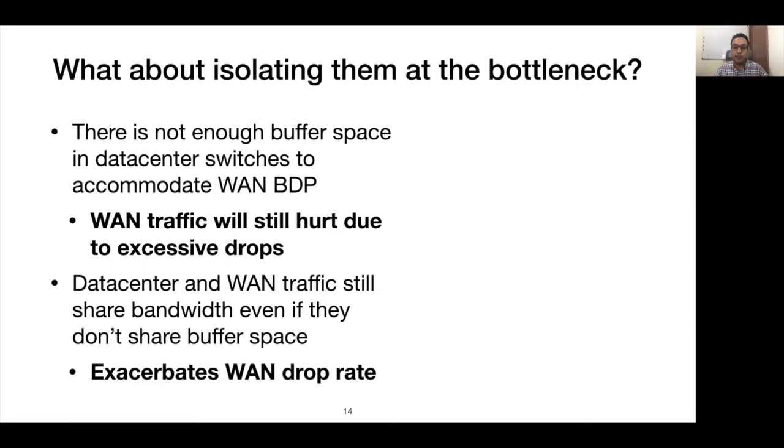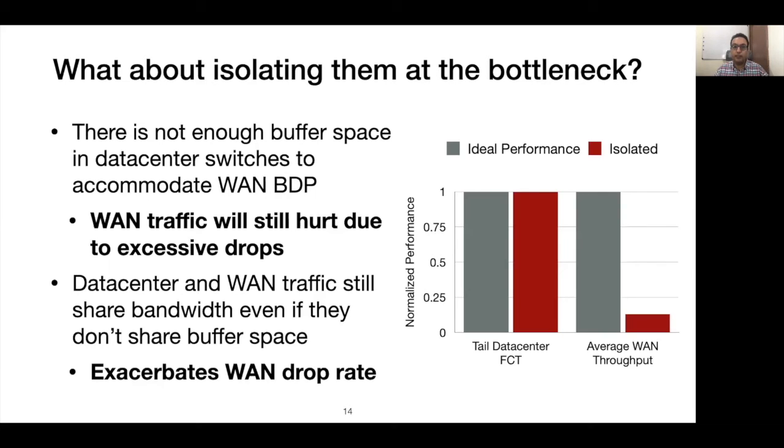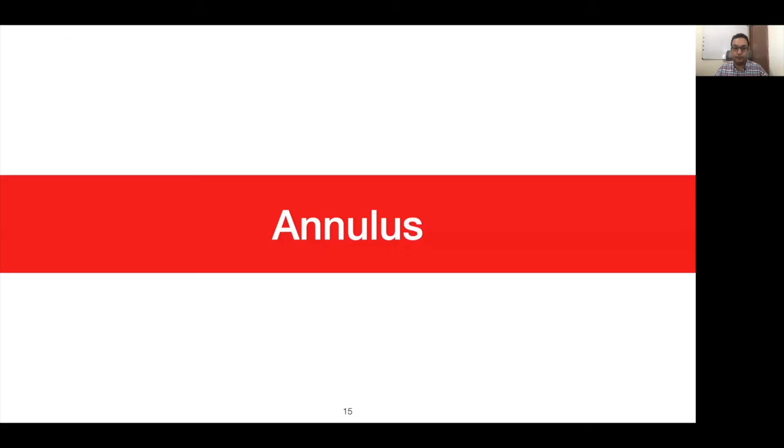To better illustrate this problem, please take a look at this figure. This figure is from our simulations. It shows the normalized tail latency of data center traffic and the normalized average WAN throughput. It shows the ideal performance and the performance when both types of traffic are isolated at the switch. The data center traffic can achieve near ideal performance when isolated. However, WAN throughput suffers. You can find the details of the simulation in the paper.